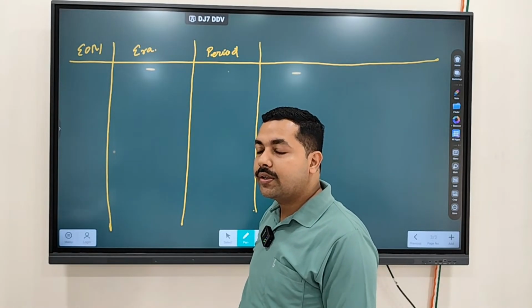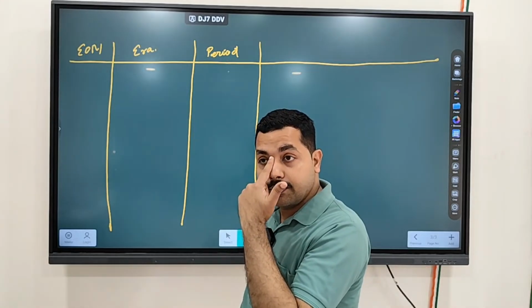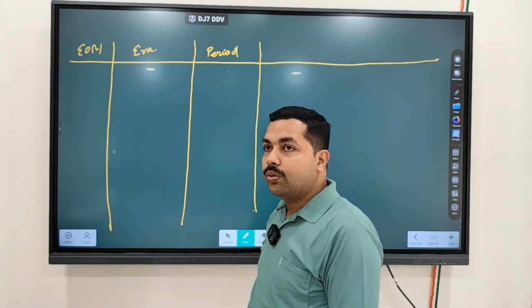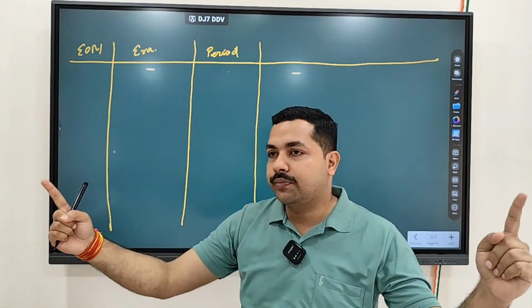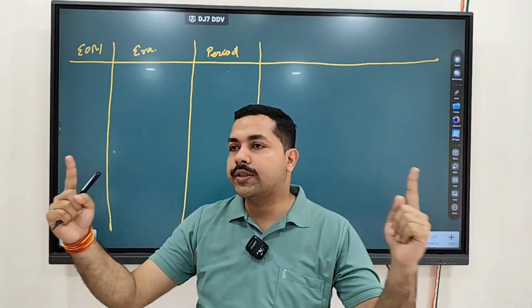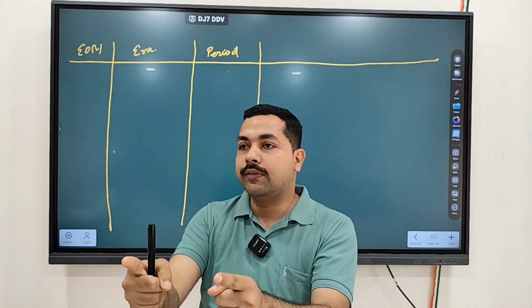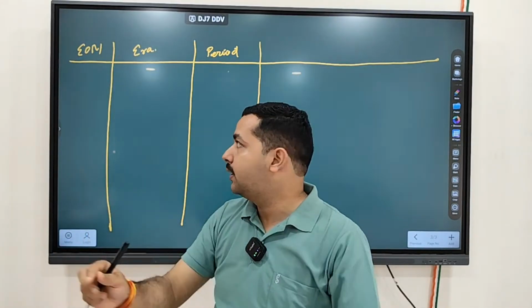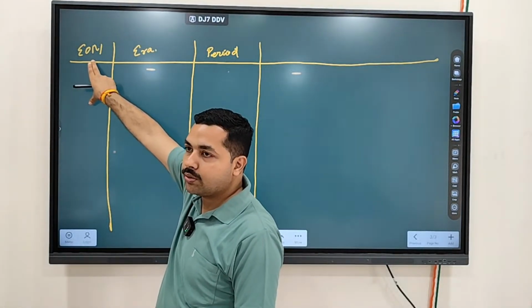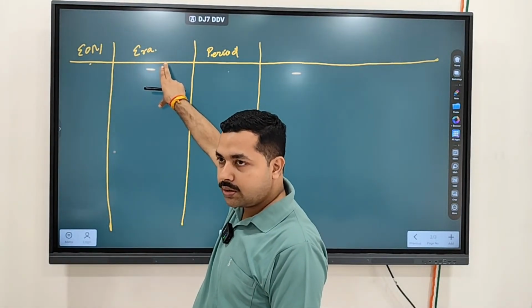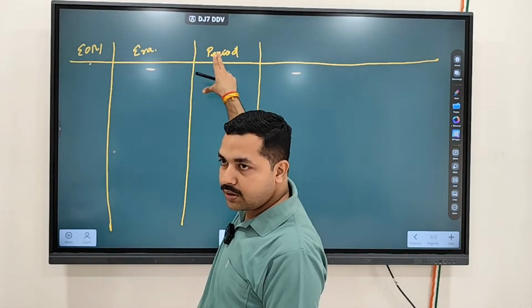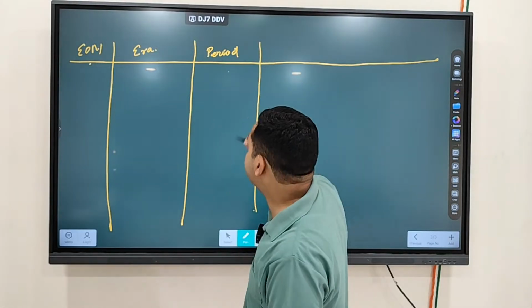Eon, era, period, and epoch. Like year is divided into what? Months. Months are divided into what? Weeks. Weeks are divided into days. So the biggest one is called eons. Eons are divided into eras. Era is divided into periods. Period is divided into epochs.